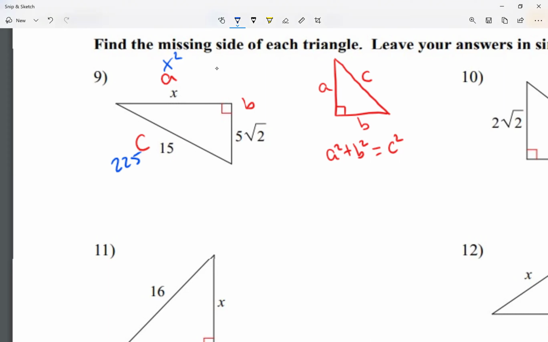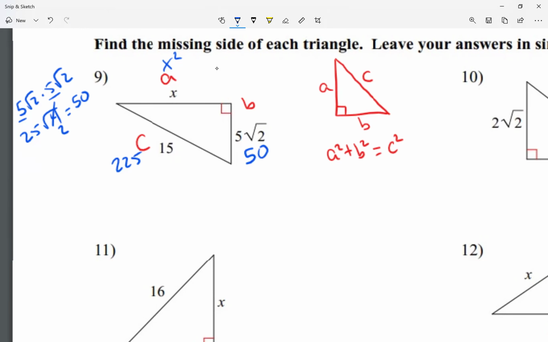Now, how about b squared? How much is 5 radical 2 times 5 radical 2? Let me do that here at the side. 5 radical 2 times 5 radical 2. If I multiply the whole numbers, that's 25. If I multiply my radicals, that is radical 4. The square root of 4 becomes a whole number, 2, and 25 times 2 is 50. So this measurement is 50.